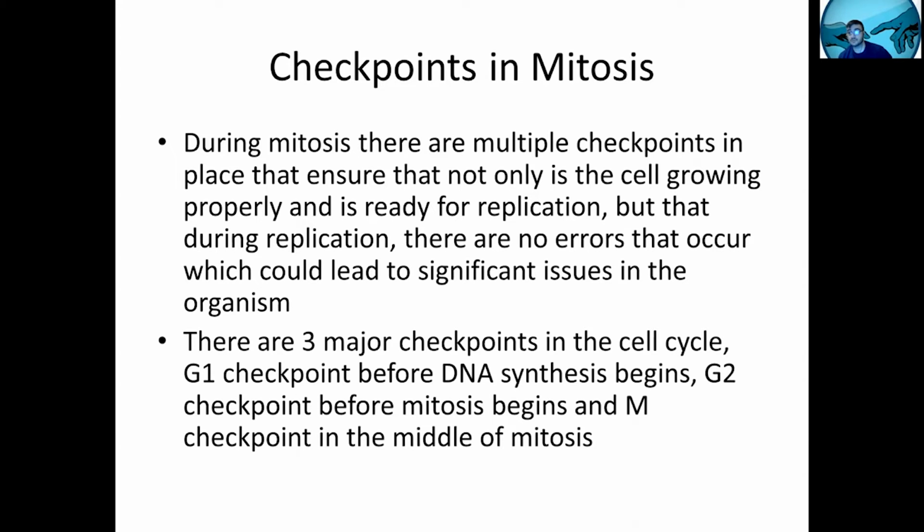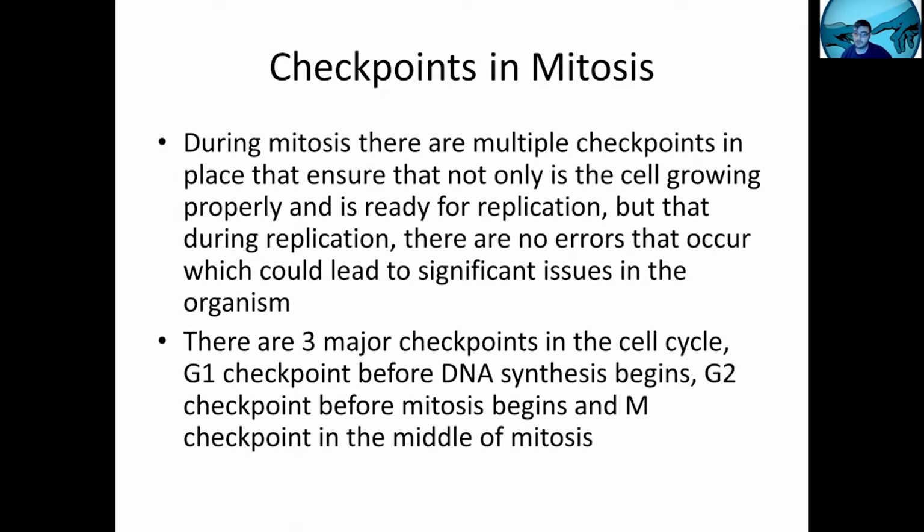So during mitosis, there are multiple checkpoints in place that ensure not only that the cell is growing properly and is ready for replication, but that during replication, there are no errors that could lead to significant issues in the organism. The main one that many of you are probably aware of is cancer. Cancer is a genetic disease, and it happens through mutations in cells that get out of control, that aren't picked up by these checkpoints, that aren't picked up by a lot of these genes, and it kind of goes around them, and then it gets out of hand. More mutations pile on and on and on, and that's why you get advanced cancers, and eventually people die of cancer.